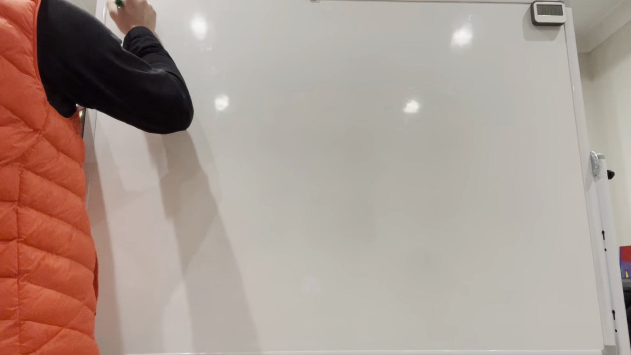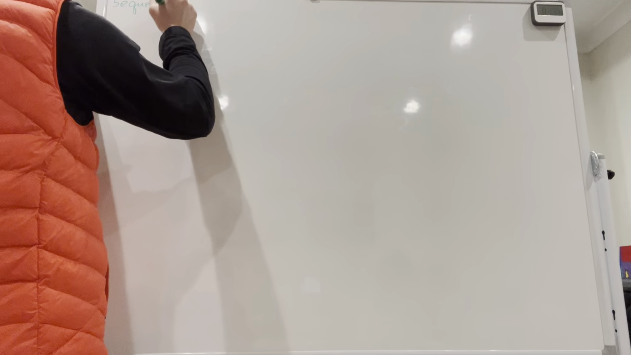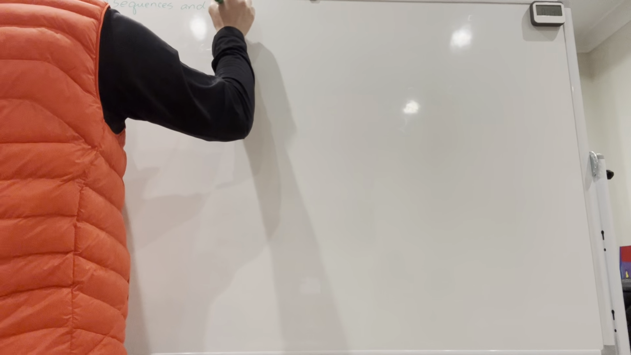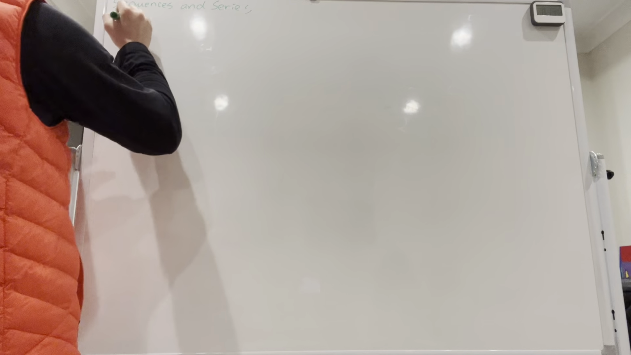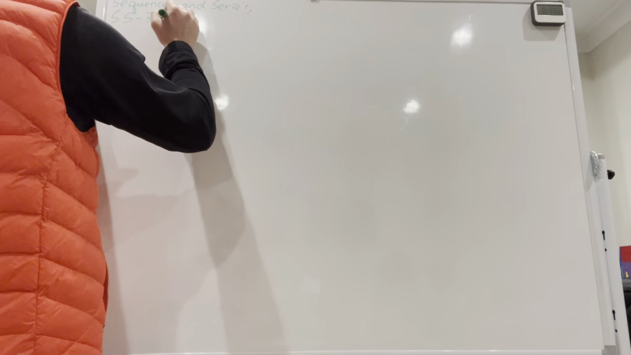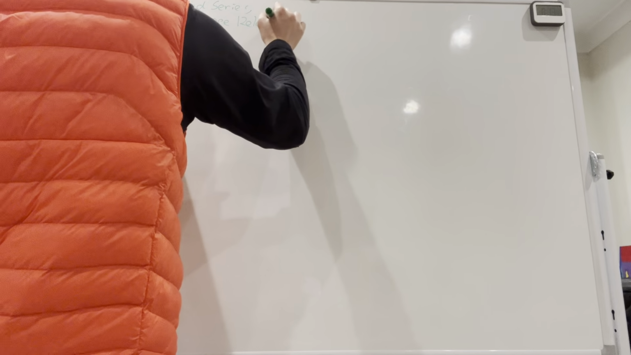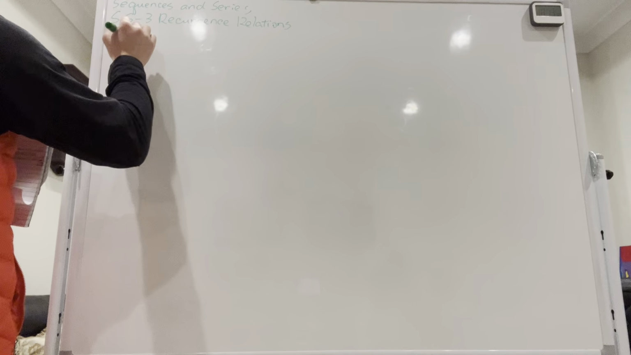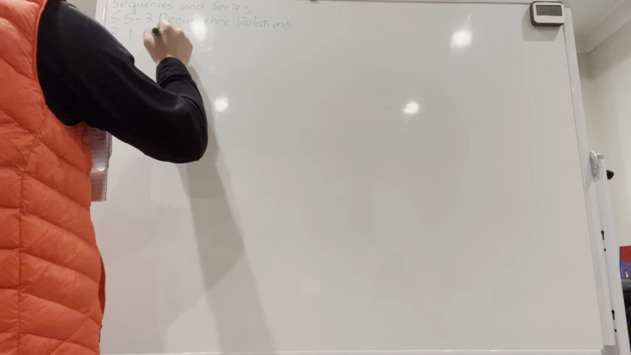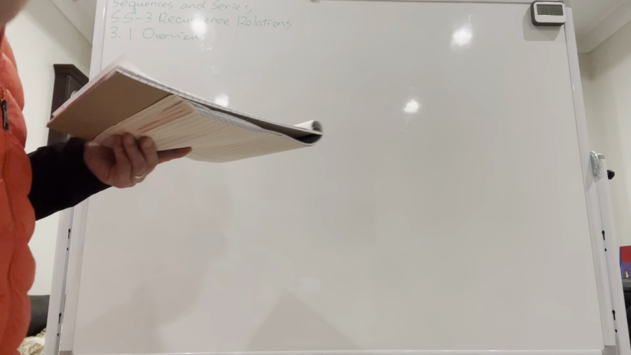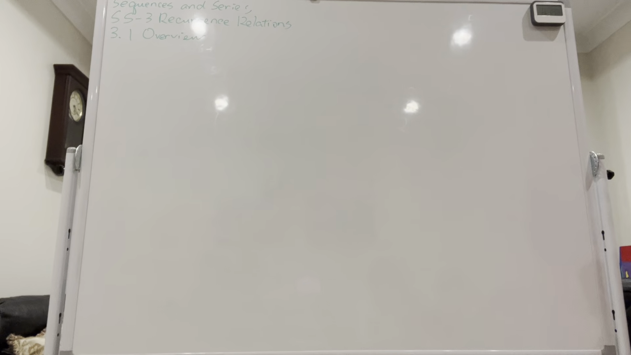So we'll continue with sequences and series. Today, the last class for the year, the topic is called recurrence relations. I'm going to first do an overview to tell everyone what this class is about. This is important because part of the class is easy and useful, part of the class is difficult and useless, and then part of the class is difficult and useful. Okay? But the overview is important to everyone.